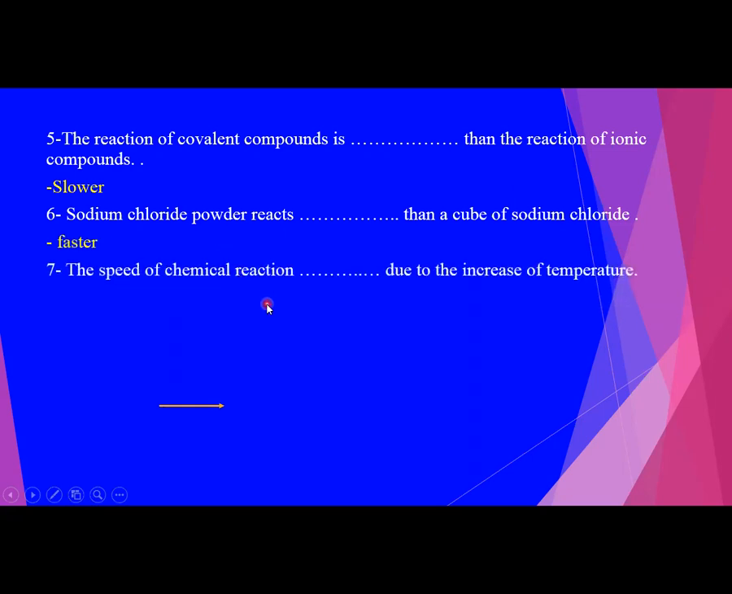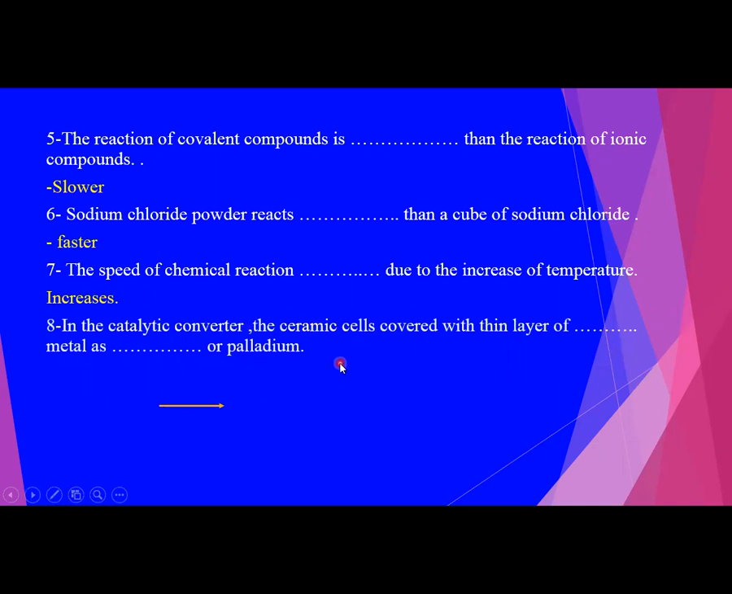The speed of chemical reaction increases due to the increase of temperature. Increasing the temperature means giving the molecules energy. So when the molecules take energy, the number of collisions between them increases. And as the number of collisions increases, it's natural that the speed of chemical reaction increases. Okay?